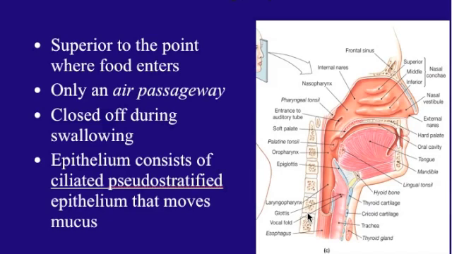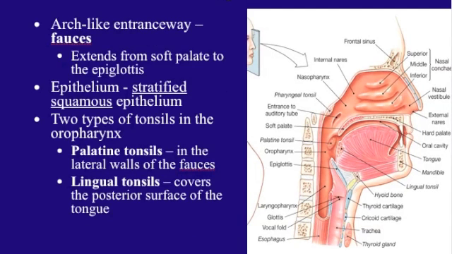The nasopharynx only acts as an air passageway. It doesn't act as anything else. The oropharynx. There are two types of tonsils in the oropharynx: the palatine tonsils, which are in the lateral walls of the fauces, and the lingual tonsils, which cover the posterior surface of the tongue.